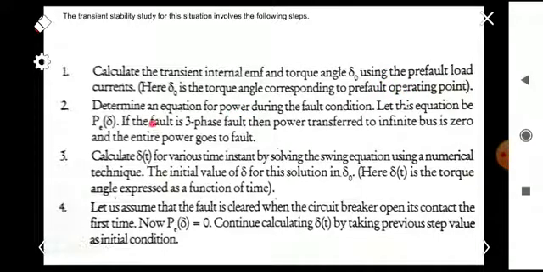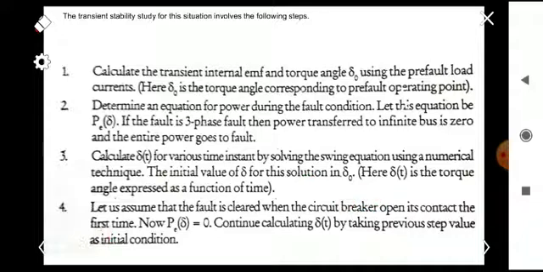The second step is to determine an equation for power during the fault condition. Let this equation be Pe of delta. If the fault is a three-phase fault, the power transferred to the infinite bus is 0 and the entire power goes to the fault. The third step is to calculate delta of t for various time instants by solving the swing equation using any one of the numerical techniques, the point by point method or the Runge-Kutta method. The initial value of delta for this solution is delta 0.